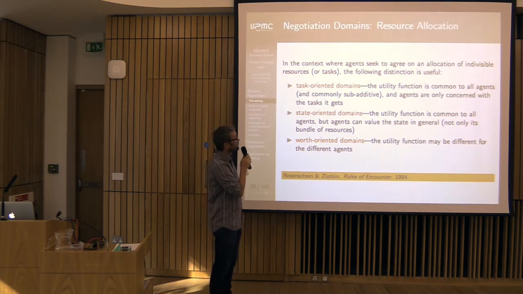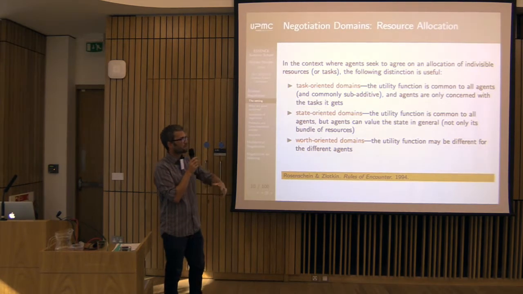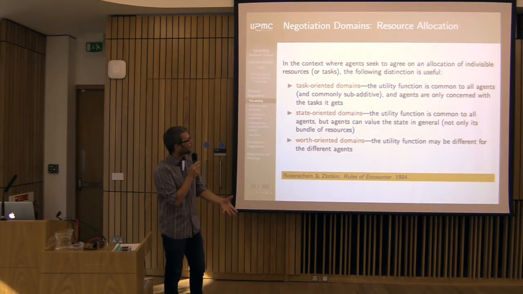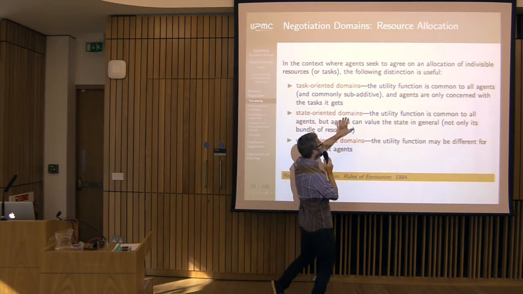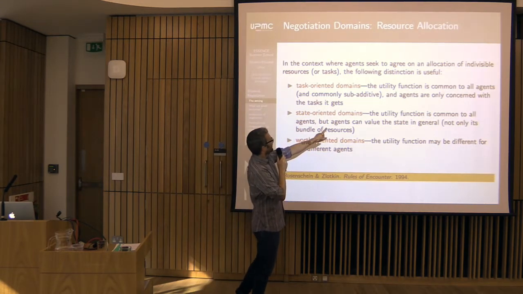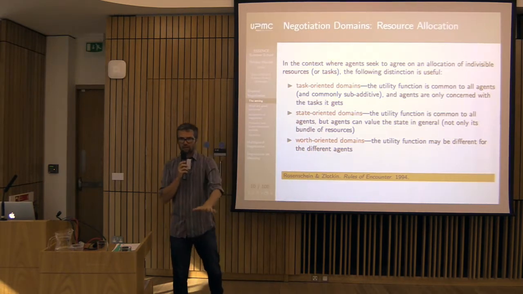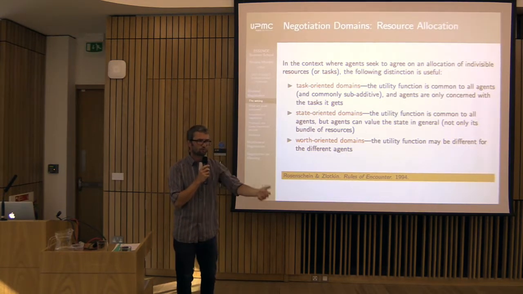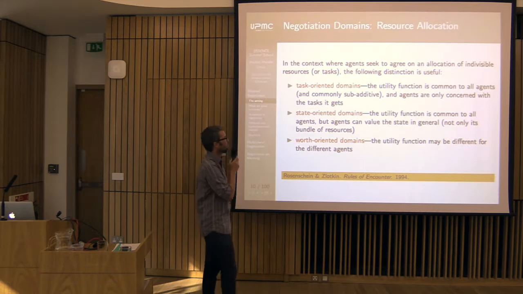The first one is a task-oriented domain. In that kind of domain, the utility function of agents is common. So all the agents will have the same utility function. Okay? It's commonly subadditive, meaning what? Well, I'll get to that later, not at this point. And agents are only concerned with the tasks that they get. So you have different sets of agents. They have some tasks to do, and these are the same tasks for all these agents. Robots, for instance, they have to clean some areas, and the values are the same for all these agents.